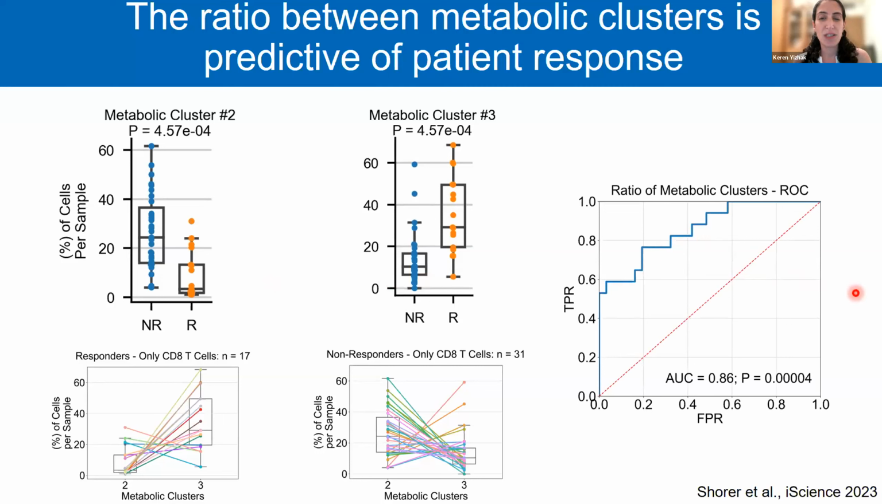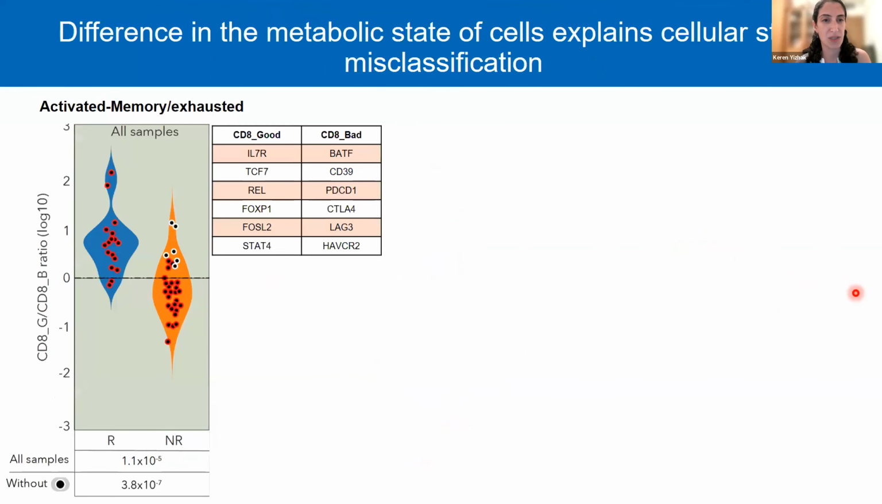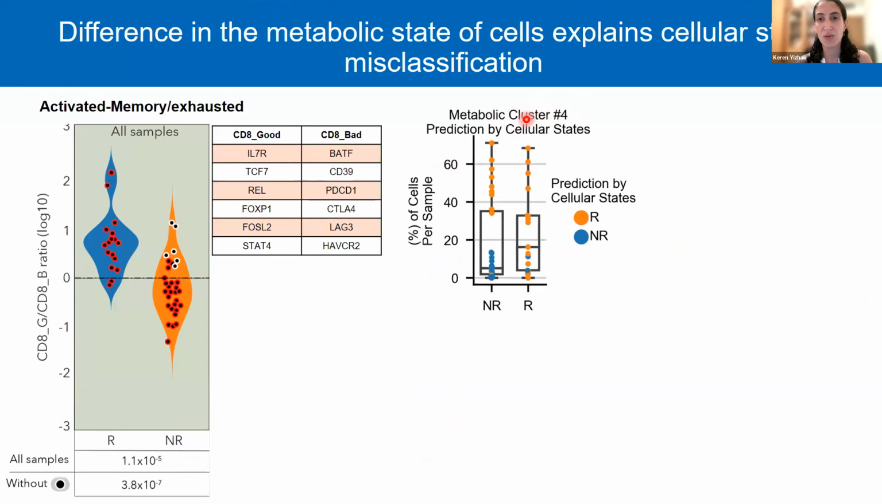The next question we ask is what added information this new classification brings us. So we focused on these specific patients. These were non-responders that were incorrectly classified as responders by our previous classifier that considered only the activation and exhaustion state. What we found is that metabolic cluster number 4 significantly differentiates between non-responders that were correctly classified as non-responders and those that were incorrectly classified.